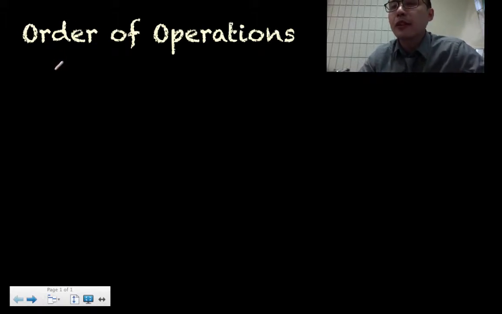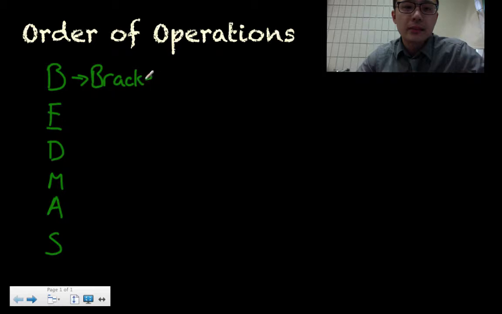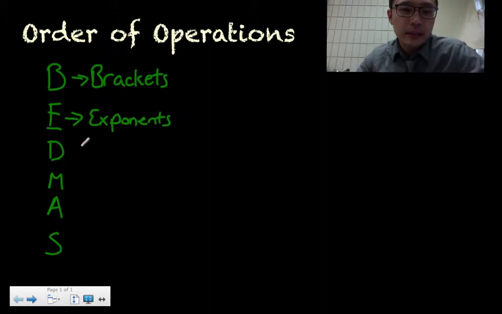That's basically an acronym for people to remember the order in which you should do things. The first one is your B, and then you have your E, BEDMAS. So this is the order you want to do. First, whenever you see brackets, you want to do everything inside the brackets first. The second one is your exponents, E for exponents. So whenever you see exponents, you do those second.